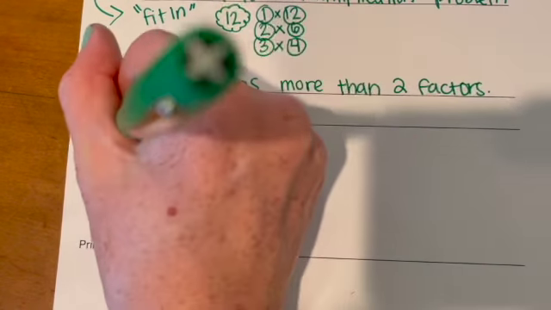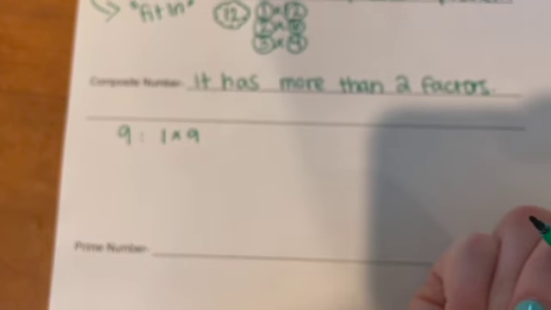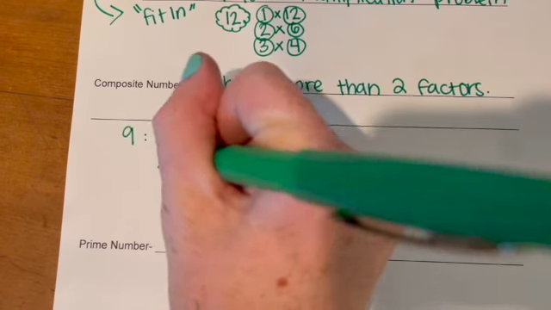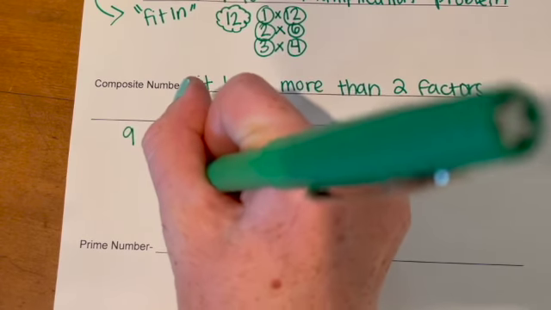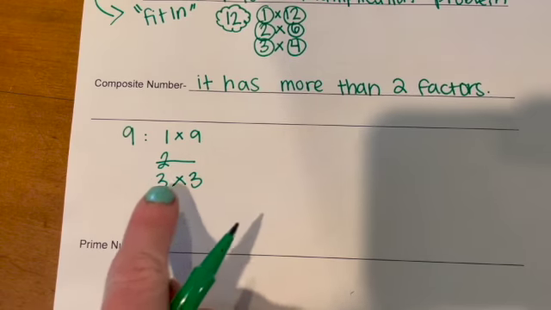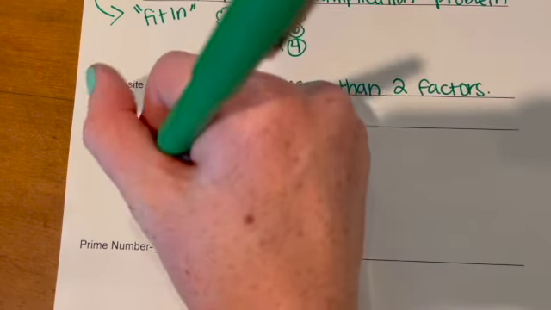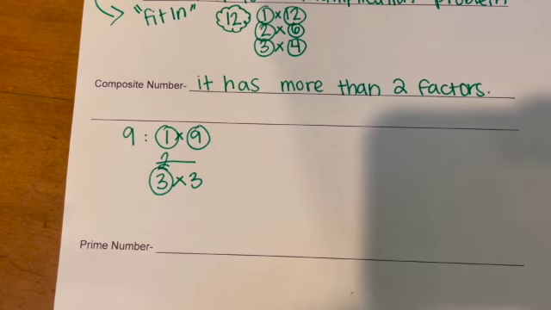Let's think of another number. If we think of 9, I can multiply 1 times 9. I can ask myself 2 times, I can't multiply 2 by anything to get to 9. 3, I can multiply 3 by 3 to get to 9. And I'm going to pause because I'm at a repeat, 3 times 3. So 9 actually has 3 factors.